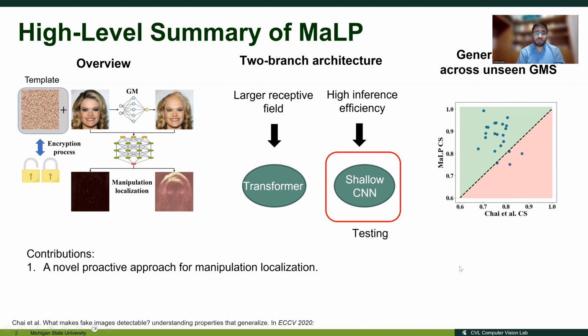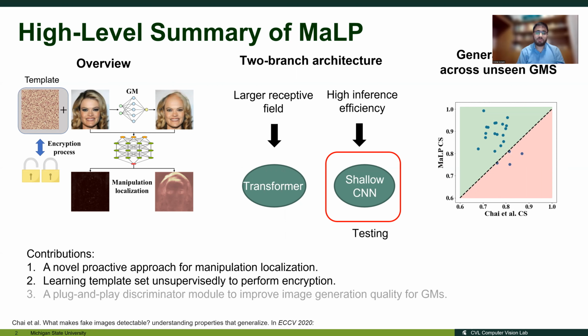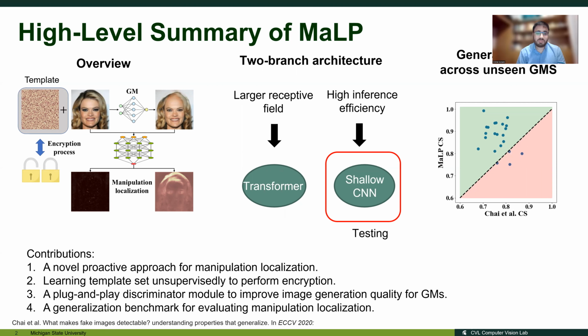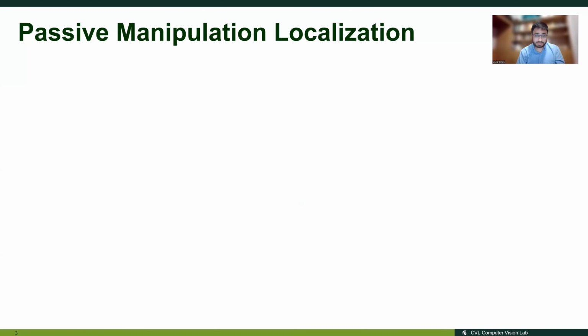Our contributions include a novel proactive approach for manipulation localization, learning a template set unsupervisedly to perform encryption, a plug-and-play discriminator module to improve image generation quality for GMs, and a generalization benchmark consisting of 22 GMs for manipulation localization.